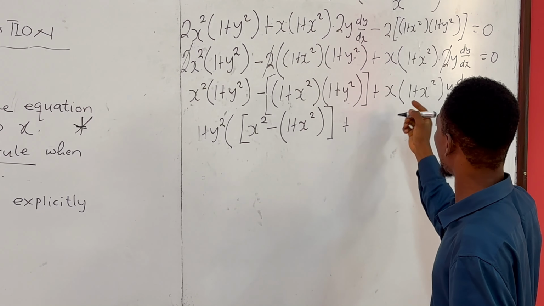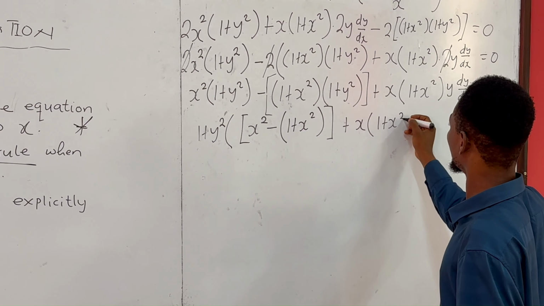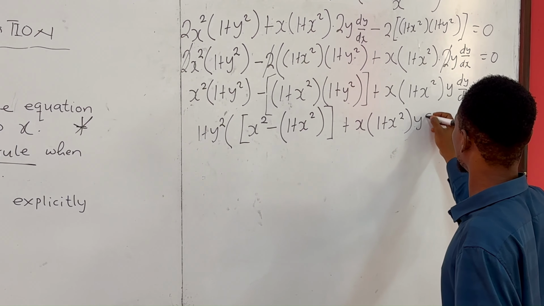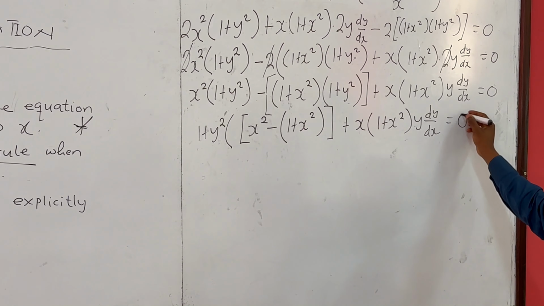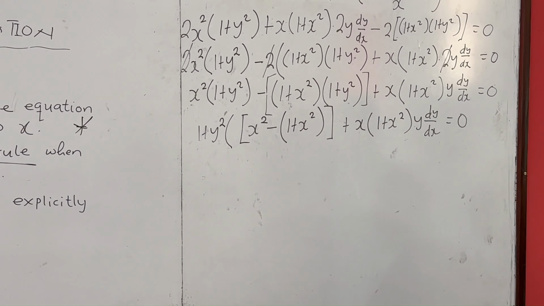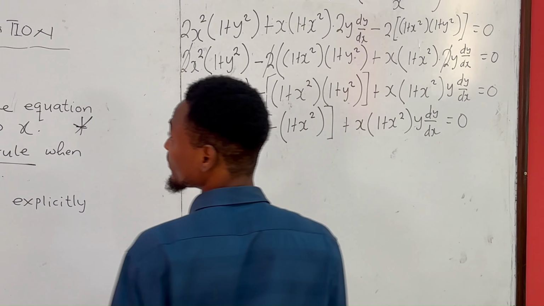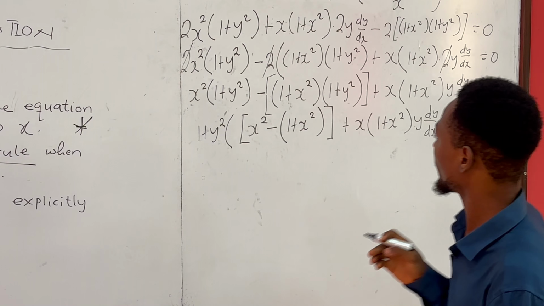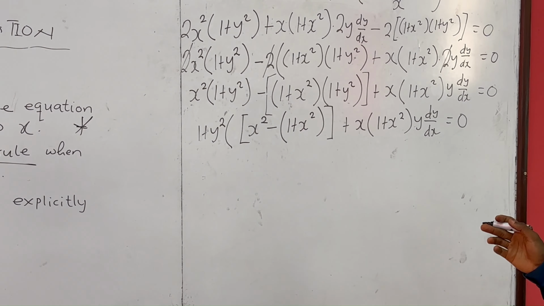Then plus I have x bracket 1 plus x squared, then I have y dy over dx is equal to what? 0. So again, what can we do over here? The question is saying show that x y multiplying 1 plus x squared divided by x is equal to 1 plus y squared.